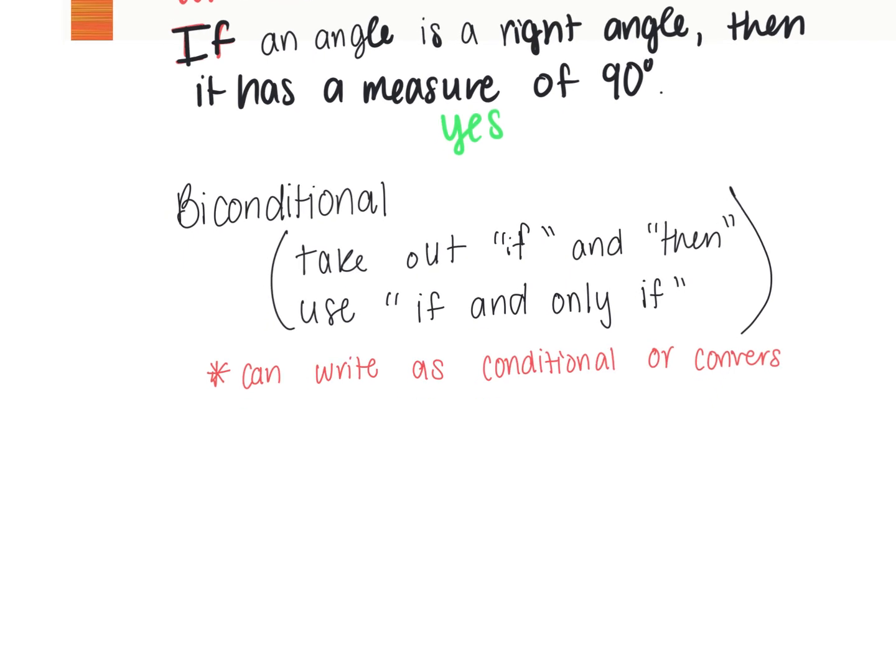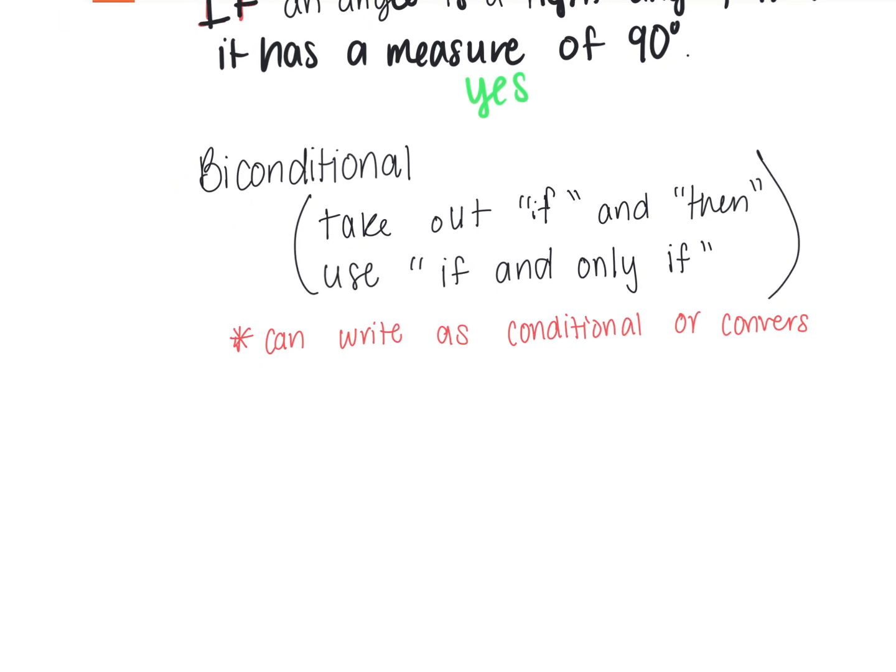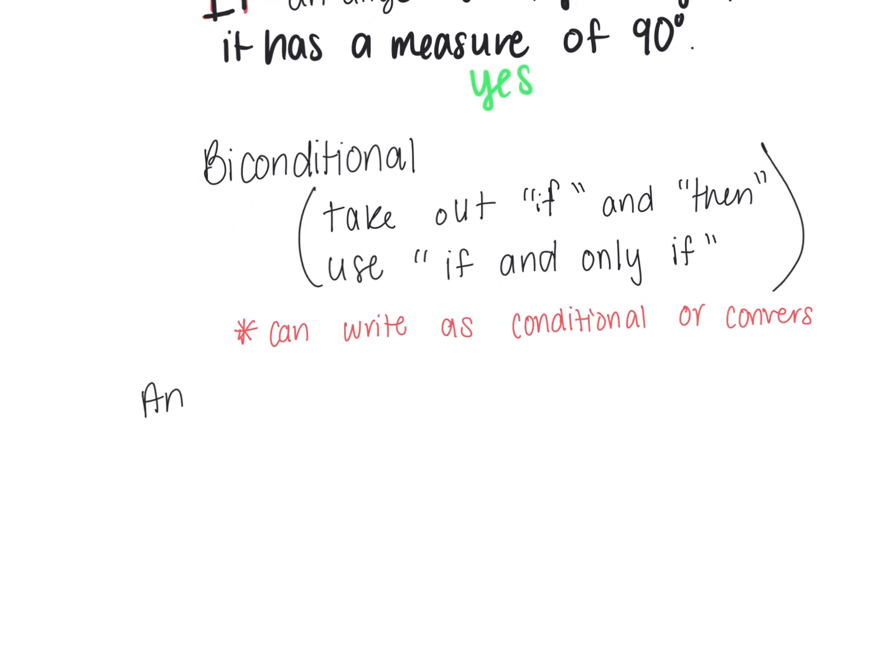So I'm going to go ahead and write it. One way I can write my biconditional statement is: an angle has a measure of 90 degrees if and only if, so I'm abbreviating it, it is a right angle.